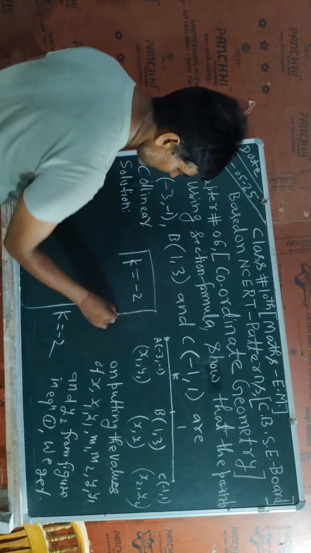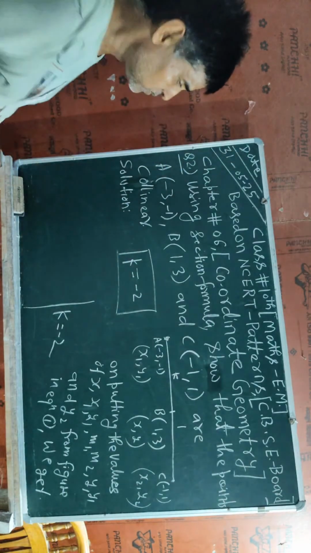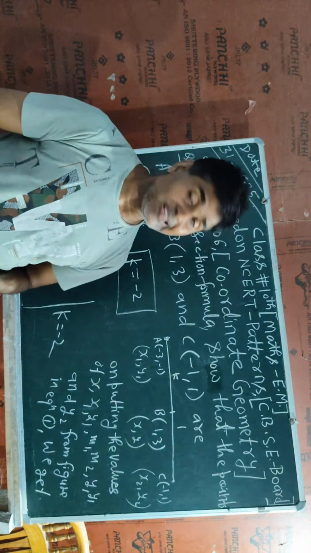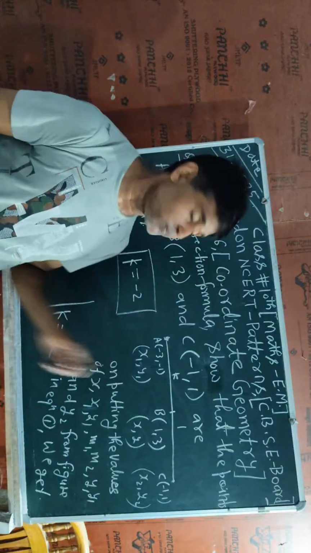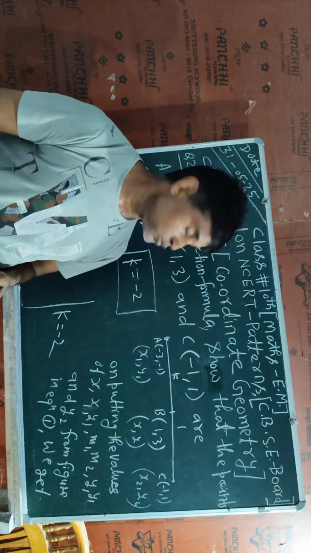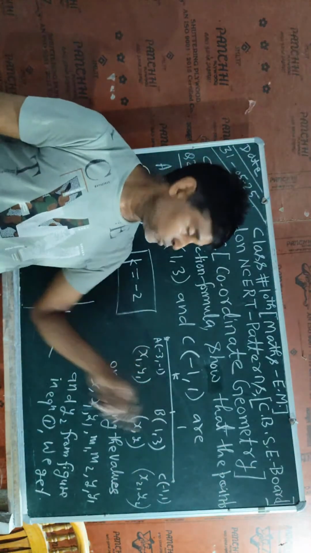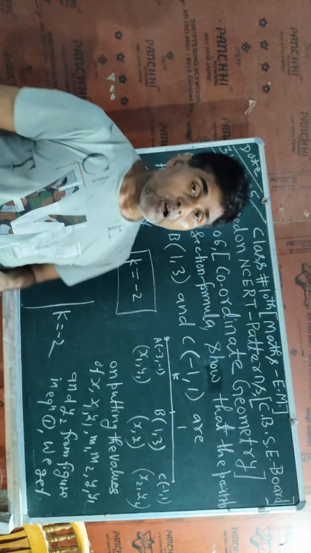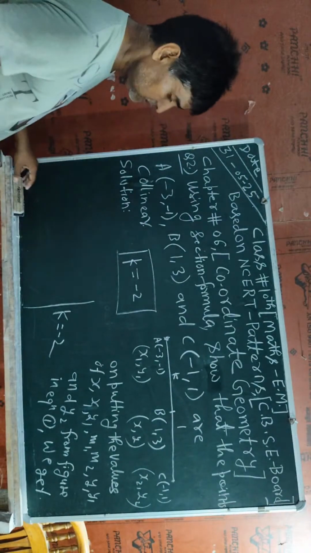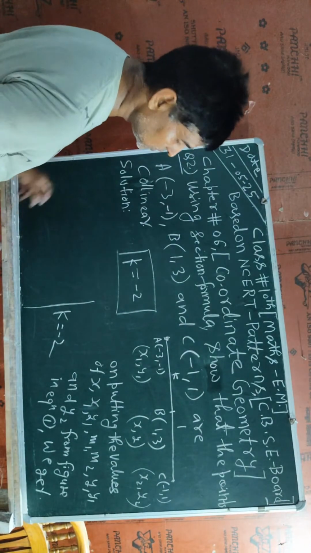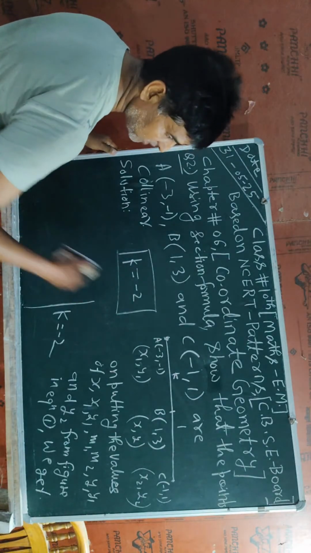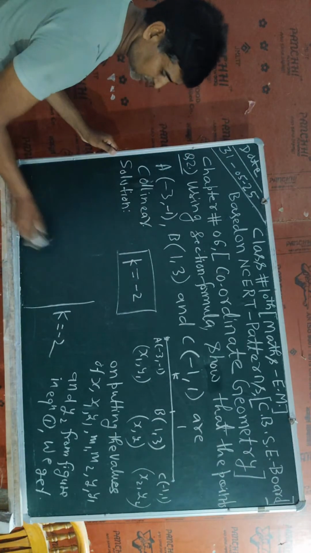Similarly I will solve the y coordinate. If I solve the value of the y coordinate and I get the same result, the value of k will be minus 2, so I will say these 3 points will lie on the same straight line. All these 3 points will lie on the same line.